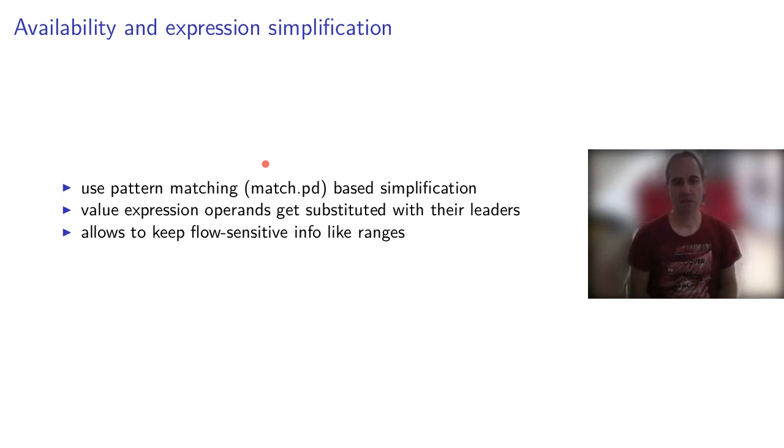And this machinery can be used in some generic way, and we're using it during the value numbering to simplify the expressions with the operands replaced by values. In this case, by actually available leaders of the values, because when we do that, we can keep things like flow sensitive ranges for the simplification. That's an advantage we have over the previous implementation, and so that gets us a little bit better value numbering results when we can do more simplification.